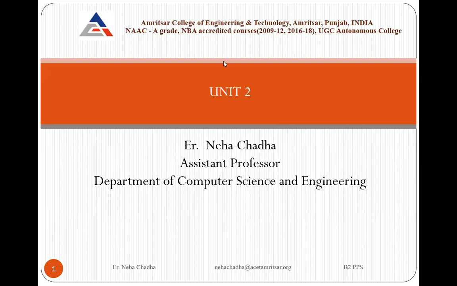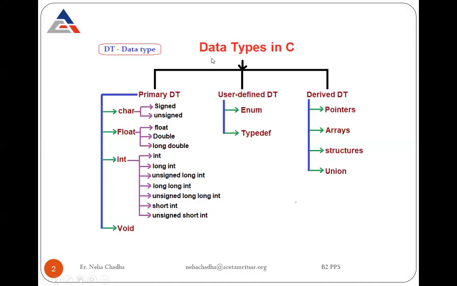Good morning, students. To continue with your Unit 2, we will proceed with the data types. And what are data types? Why do we require them? These are the following data types that are available in your C language. It is divided into three categories. First is primary data type. DT stands for data type here. Then a user-defined data type. Then there is the derived data type.